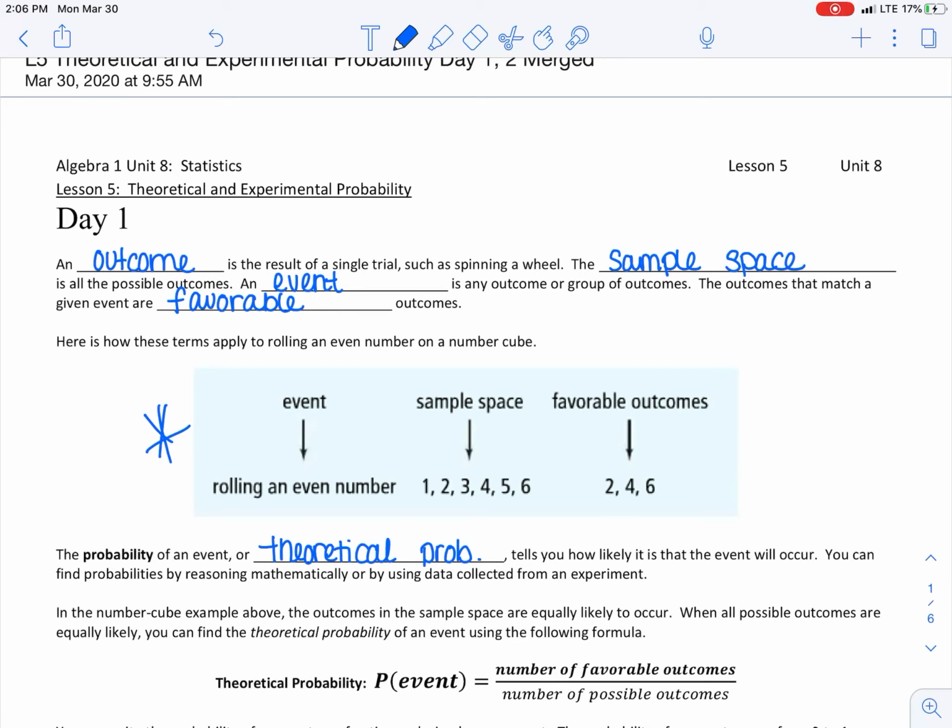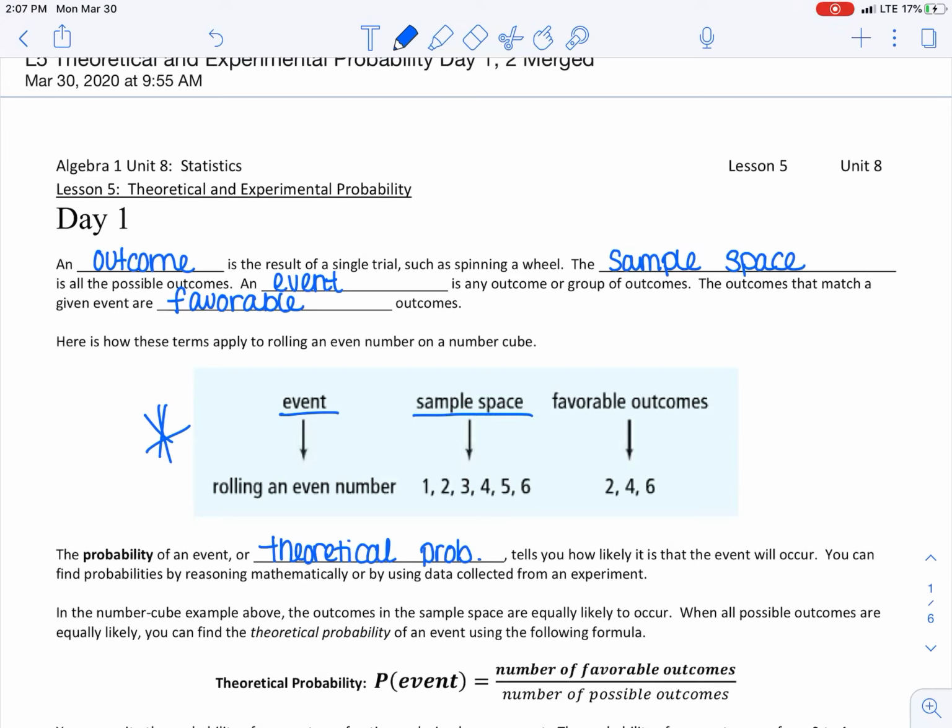So here's how these terms apply to rolling an even number on a numbered cube. So the event that you want to happen, so the event is rolling an even number. That's what you want to happen. So whenever you roll a die, you want it to be an even number.